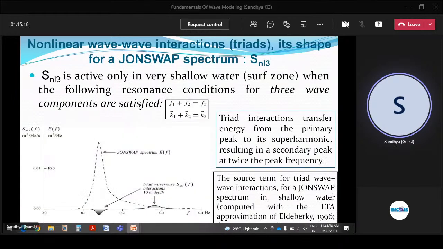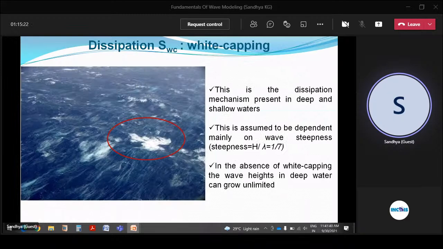One point: you can find all these pictures and everything from a textbook by Holthuijsen. I will give that reference towards the end of the lecture.